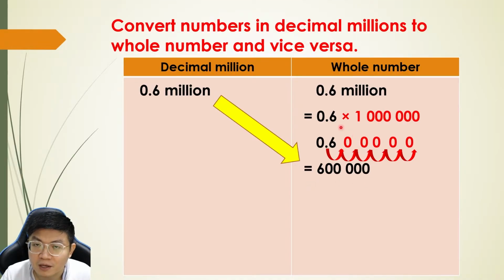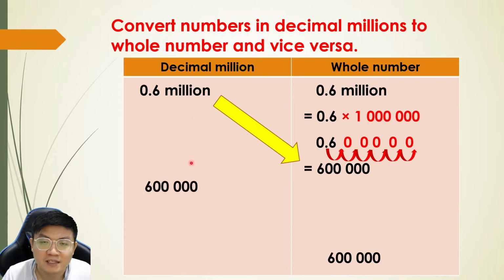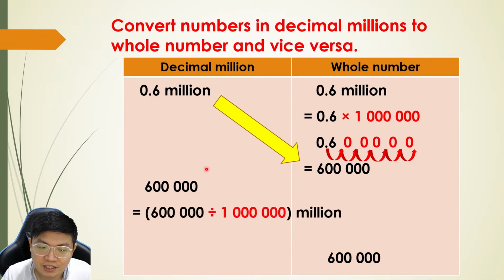Okay, remember the step, yeah? Times 1 million. But now, if I want to convert back from 600,000 to decimal million, how do I do it? All right, I'll start from 600,000. The next step is to divide by 1 million this time. Remember just now we multiplied, right? When we want to convert to whole number, we times 1 million. But if you want to convert back to decimal million, you divide by 1 million. Okay, remember this one you bracket it and you write the million outside.